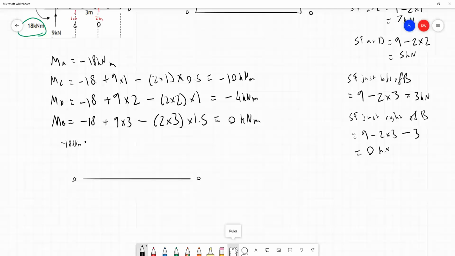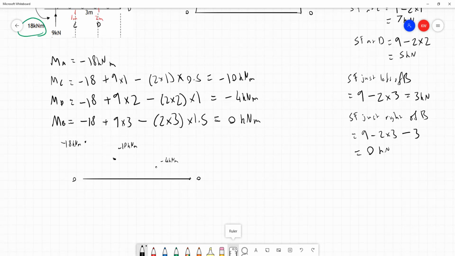At point C, we had got to minus 10 kilonewton meters. At point D, we got to minus 4 kilonewton meters. And of course, at the end, we got to 0. So this point is slightly lower down because I made my graph a bit out of shape here. That's a bit more like it for point C.